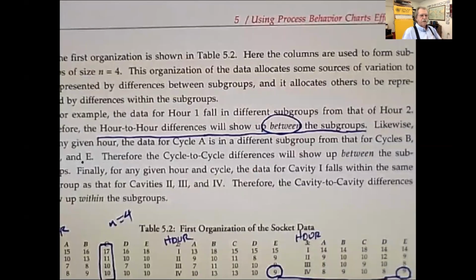Every one of those statements started on the sources and ended up with the subgroup. Hour to hour differences show up between the subgroups. When I change hours, I'm changing subgroups. Different hours correspond to different subgroups.